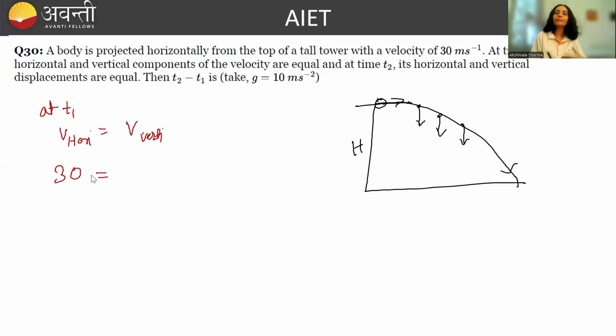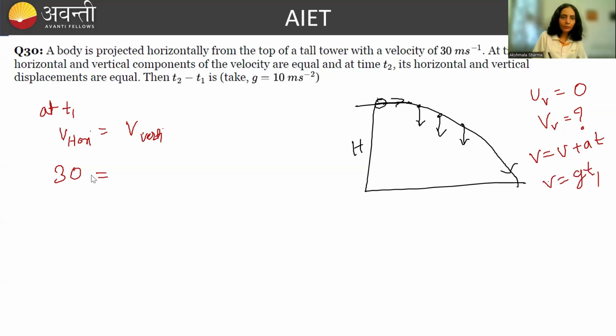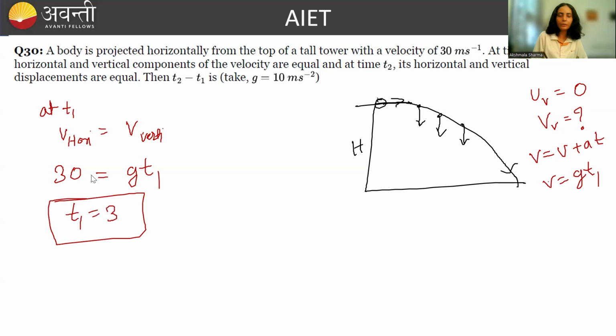And v vertical, it will gain vertical velocity. Initial vertical velocity is what? Initial vertical velocity is 0. Final vertical velocity will be what? At the time when horizontal velocity is equal to vertical velocity, that is at time t1. So if we calculate final velocity, v equal to u plus at, v will be equal to g t1. Done. So here you will write g. g is 10. So t1 is how much? 3 seconds. 3 units, right?